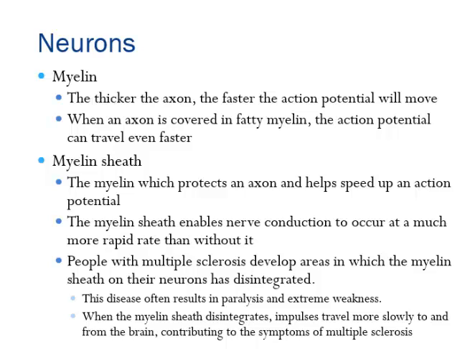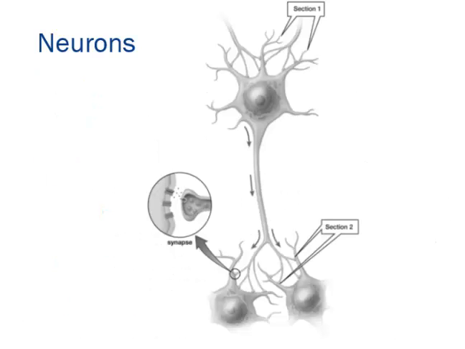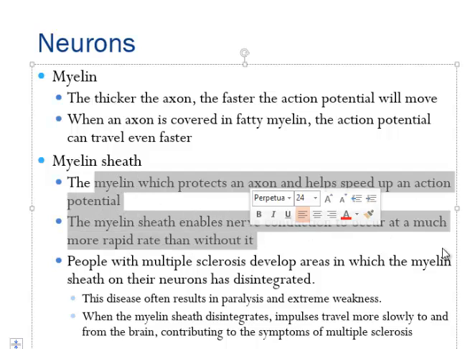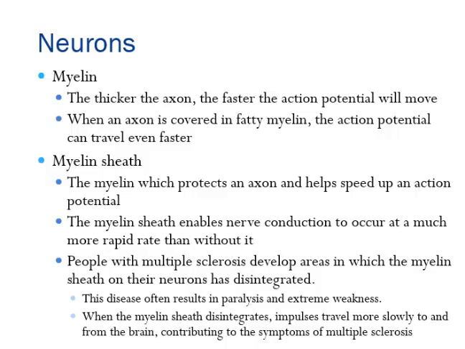The axons are kind of like the electrical wires that go into the wall or into the utensil or whatever it is. So when the axon is covered in fatty myelin, the action potential can travel even faster. So the myelin sheath is like a shield. It protects the axon and helps speed up action. So essentially that's what the myelin does. The myelin allows the nerve conduction, which the neuron produces, in order to protect the axons and to allow impulses to move at a faster rate.